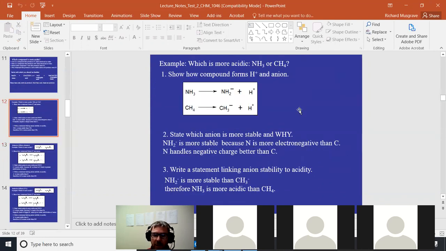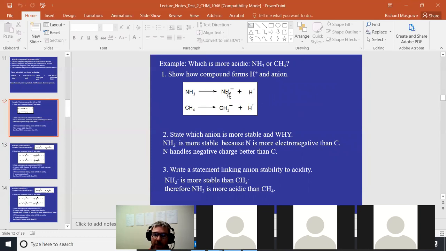All right, I'm going to show you 4 scenarios where we're going to talk about figuring out which compound is more acidic out of 2 compounds. The first one has to do with ammonia, NH3, and methane, CH4. The first thing we always do in this situation is figure out what it looks like once we take away H+, so that we can see what the anions look like.